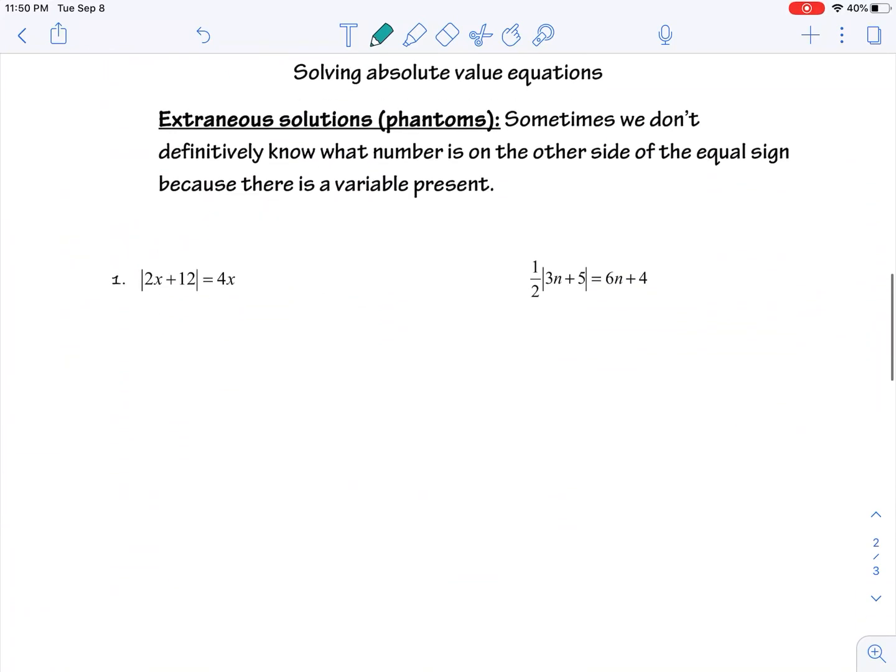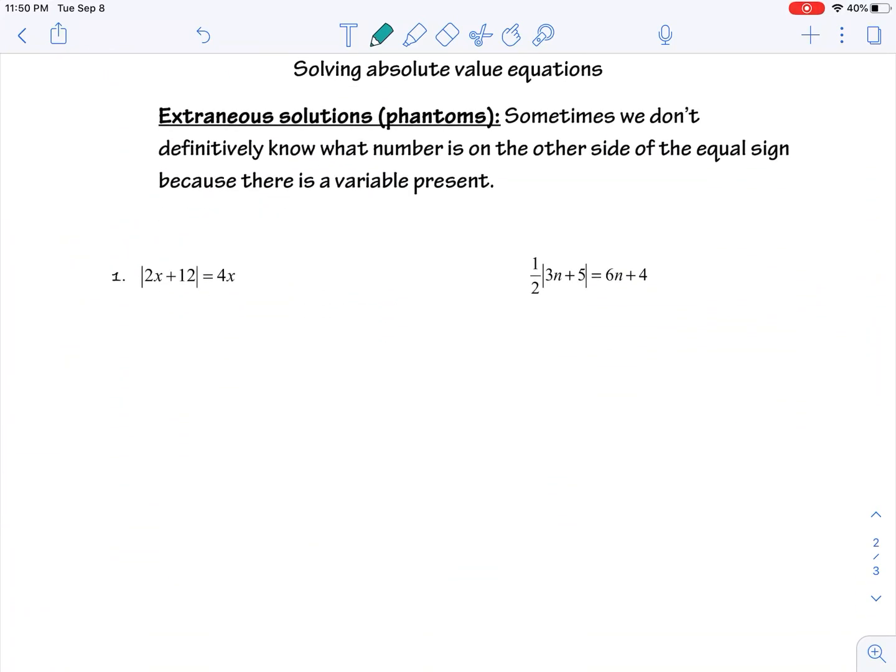I want you guys to check these ones out. Extraneous solutions, I will sometimes call them phantoms. They are extra answers. That's all an extraneous solution is: it is an extra answer, which is not a solution to the problem.